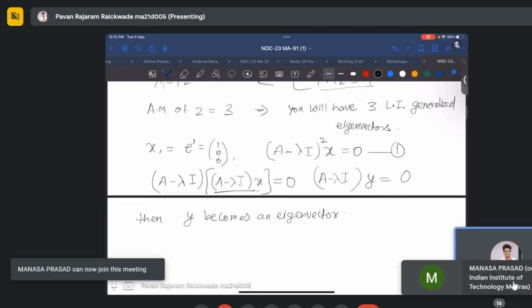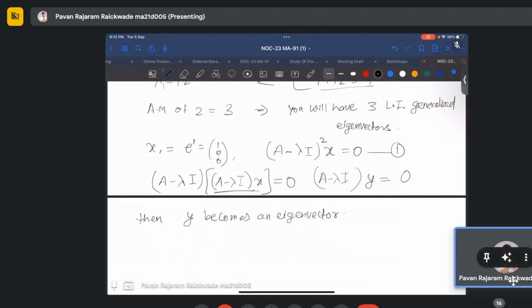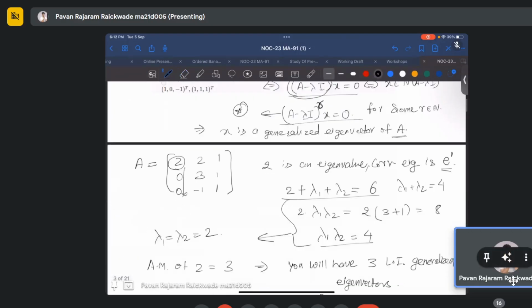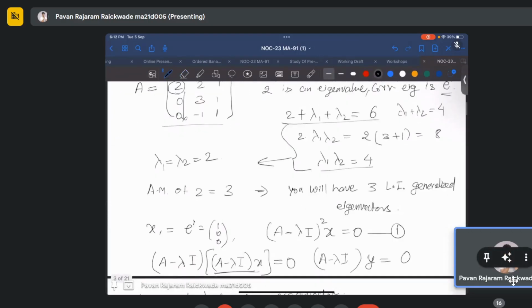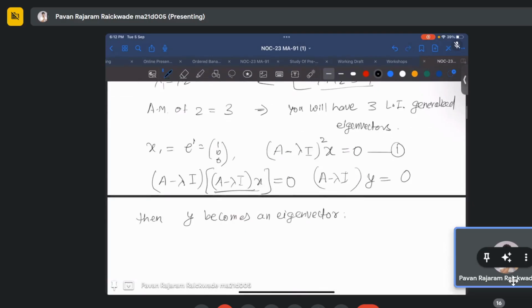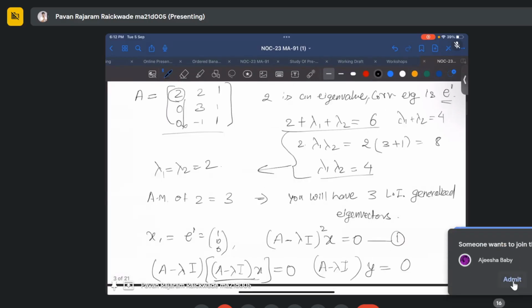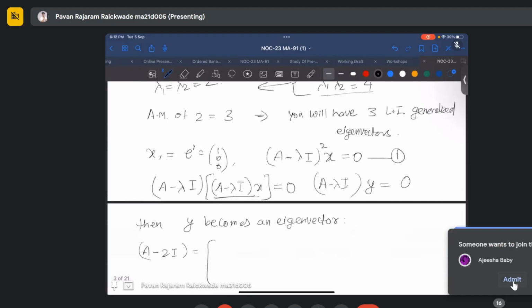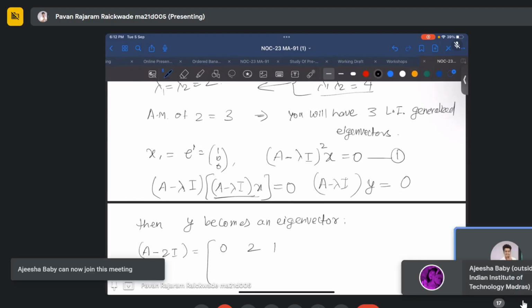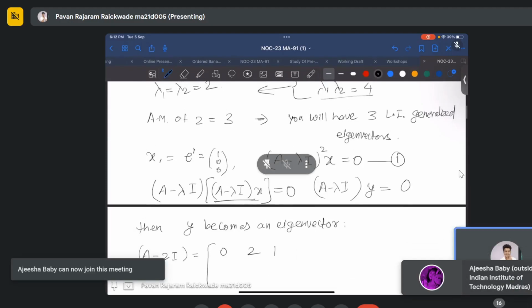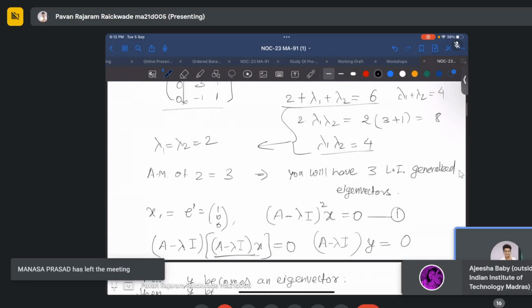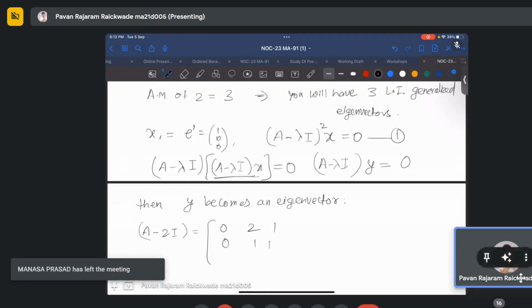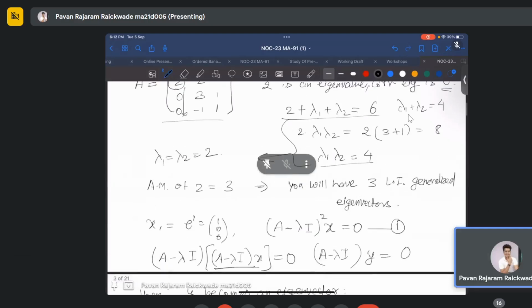But the only... okay, we have to first find what is the geometric multiplicity of this matrix. Sorry, of this eigenvalue 2. Let's see, A minus 2I: 0, 2, 1; 0, 2, 1; then 0, 1, 1; then 0, minus 1, minus 1.